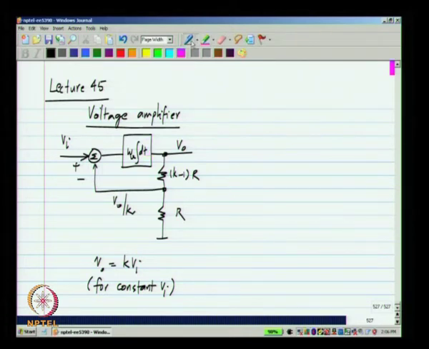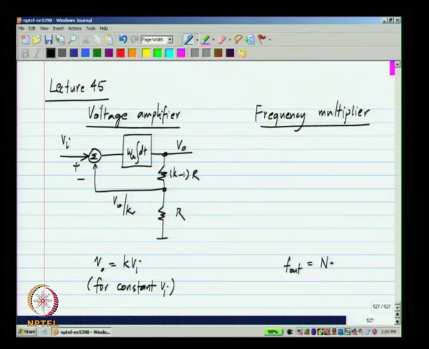Now let us say we need to make a frequency multiplier, whose output frequency will be some N times the input frequency. I will call the input frequency the reference frequency because that is the common terminology that is used, and of course we will assume that the input frequency itself is constant.